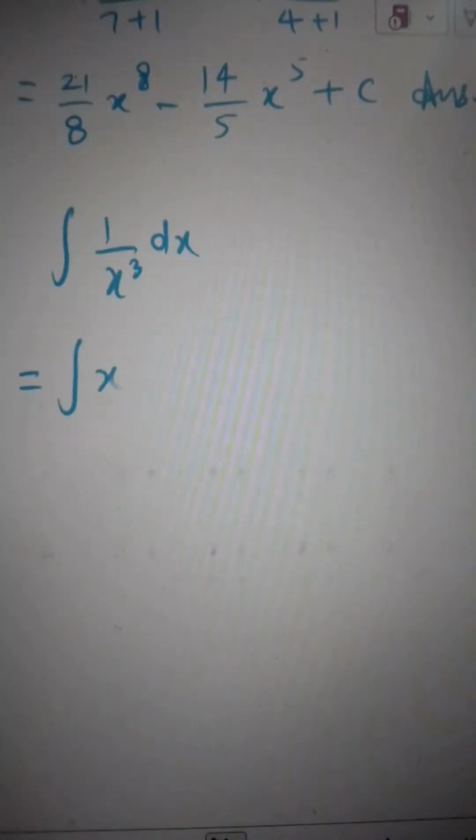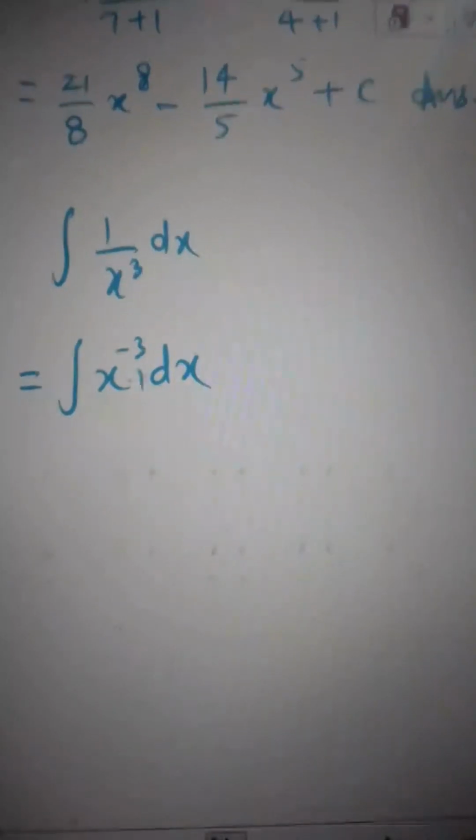Here is e power x, the exponential function, or we can try this. It is one of the simplest: integral of 1 by x cubed dx. This is calculus, from an American university or high school. It is x power minus 3 dx. It can easily be written like this.